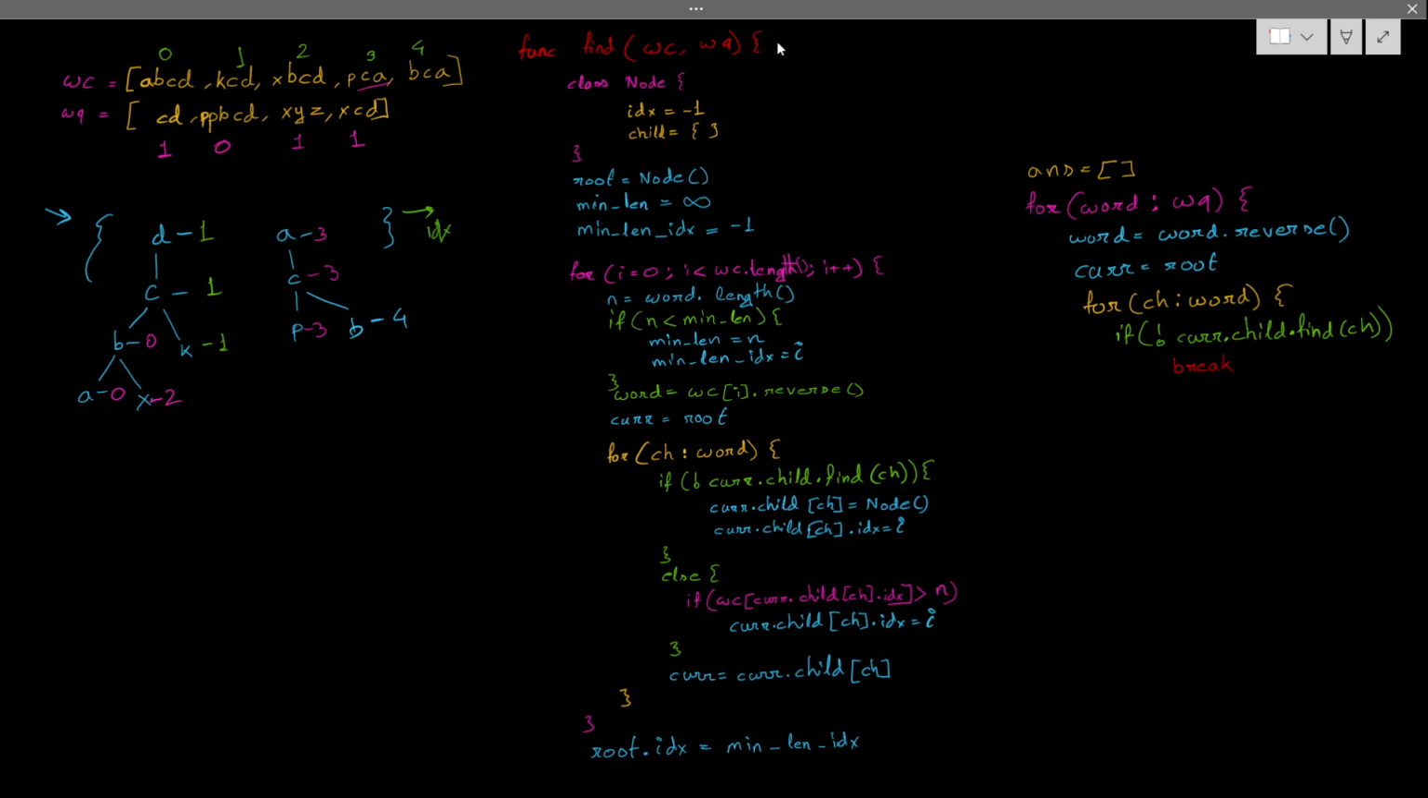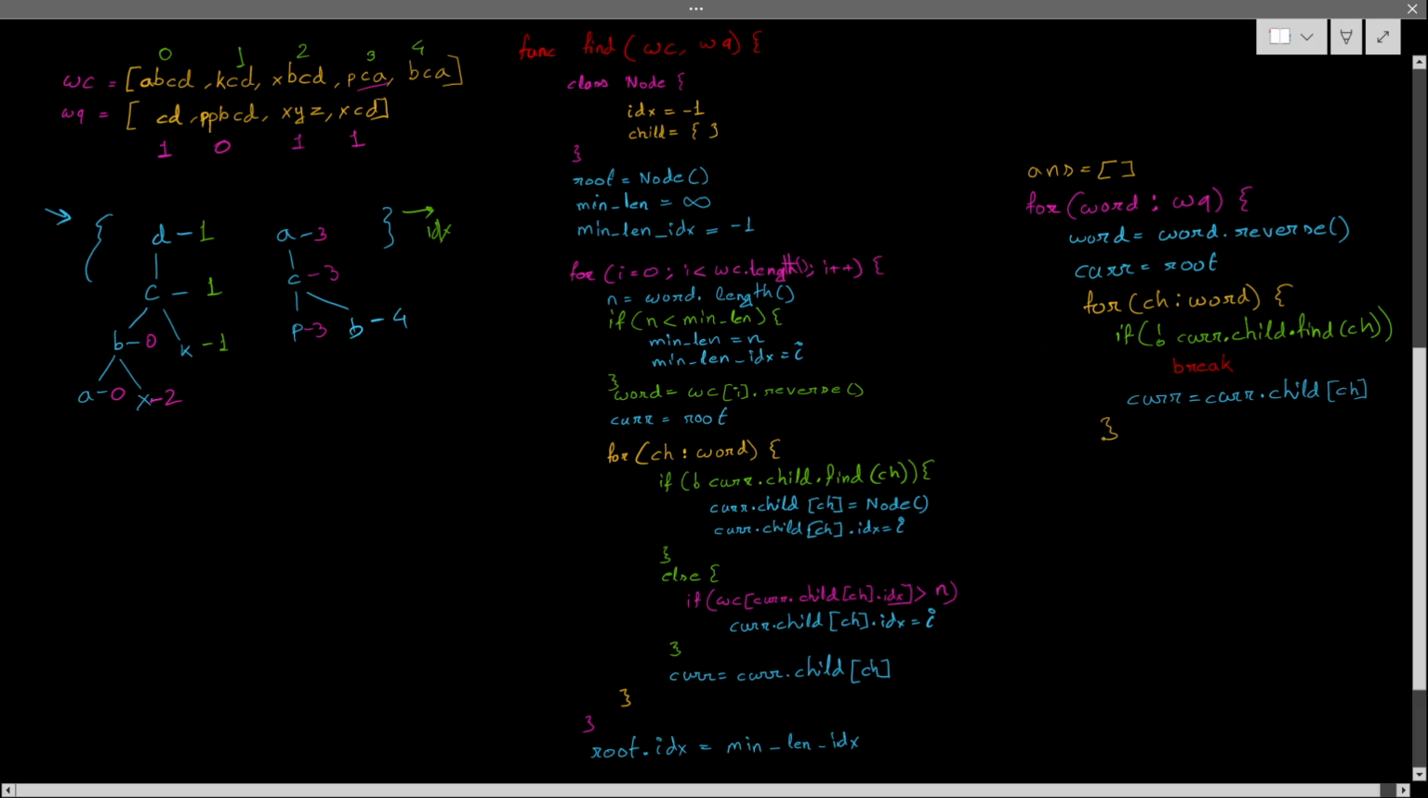If it does not break, that means it is present, so current will be current dot child of that character. I am pointing to that, simple. That's all. So then I am closing this.